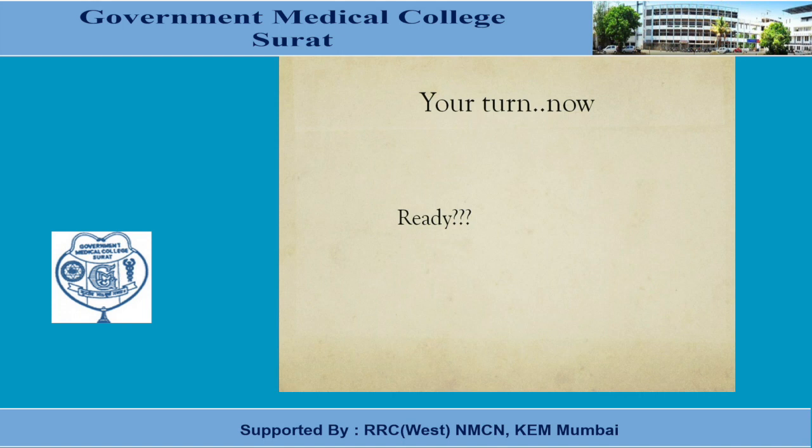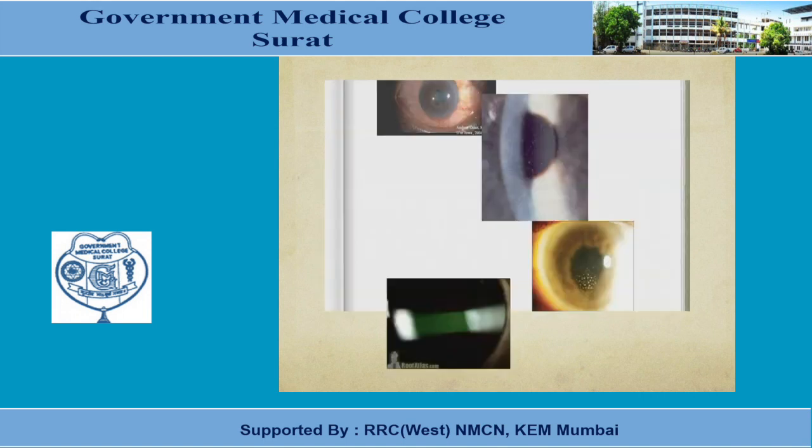Now let me see how my students reply. So it's your turn now. Ready? Next. So what's that first figure? Wonderful. It's a festoon pupil. The next. What am I trying to show? Keratic precipitates, right? It's a slit lamp. So on the cornea, there are deposits.